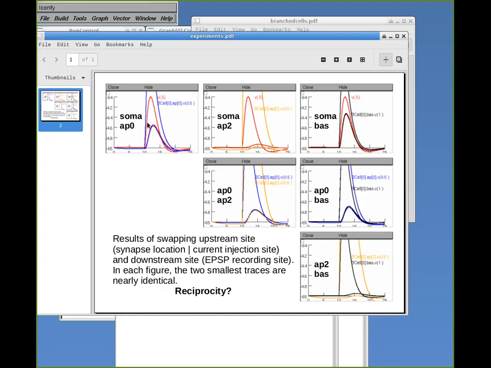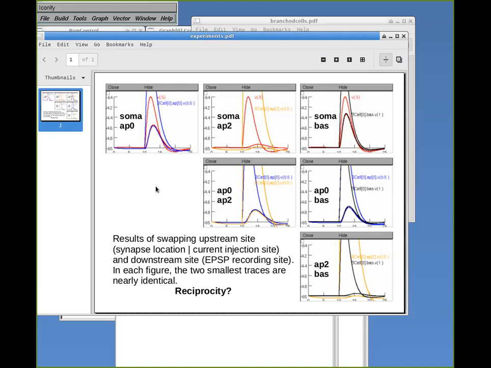So this means that if a synapse in the dendrite can produce a 0.5 millivolt depolarization in the soma, if you could pluck that synapse away from the dendrite and attach it to the soma, same synapse, then activate it, it would elicit a 0.5 millivolt response out in the dendrite at the location you were recording, at the previous location where the synapse had been, okay? So that kind of looks like reciprocity.